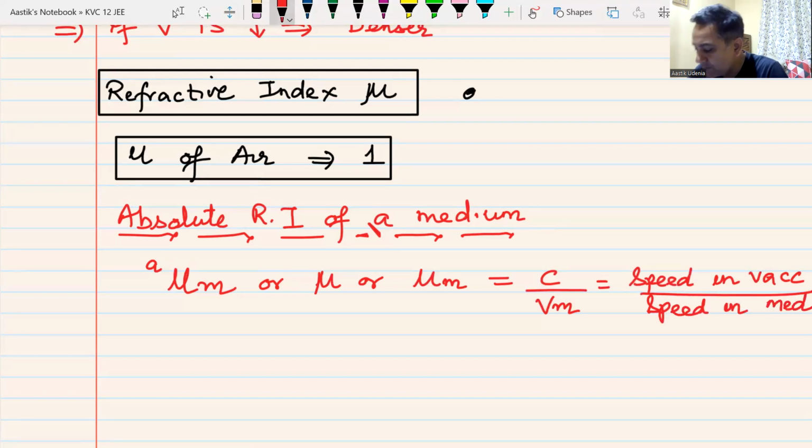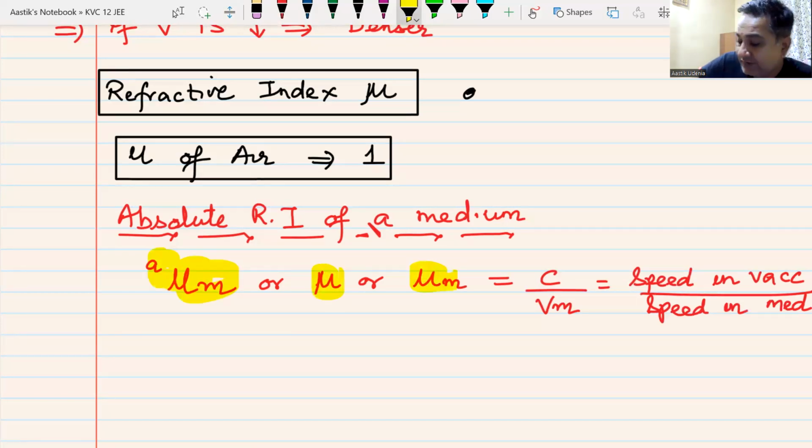Remember, it's a ratio. It's a simple number because it is a division of two physical quantities which are the same: speed of light in vacuum divided by speed of light in the medium. Do you all understand this? That is known as the refractive index of the medium, or absolute refractive index, or refractive index of the medium with respect to air.